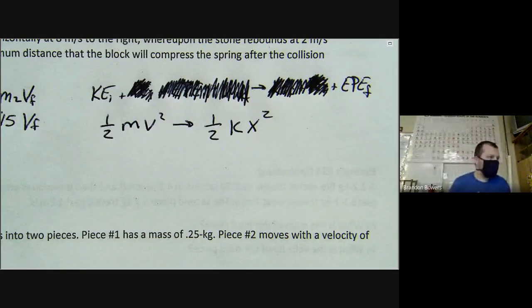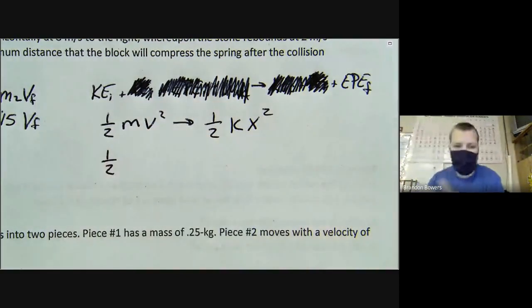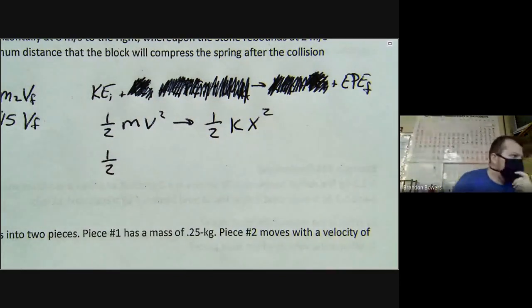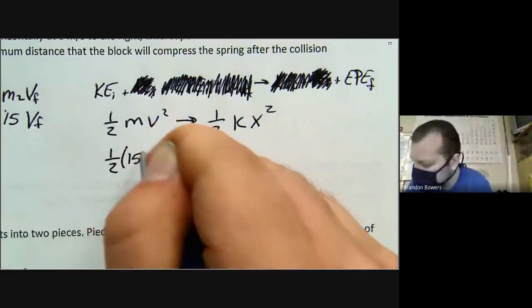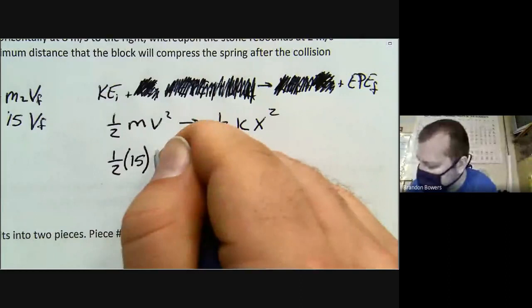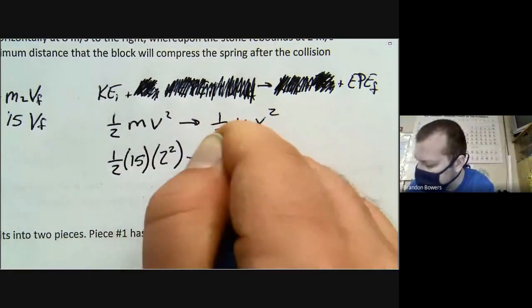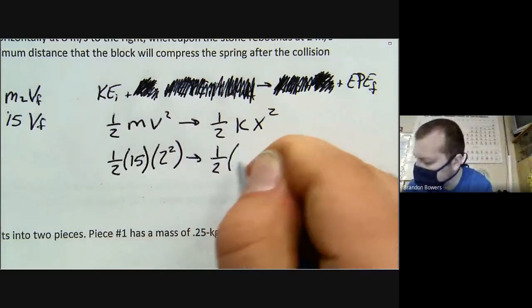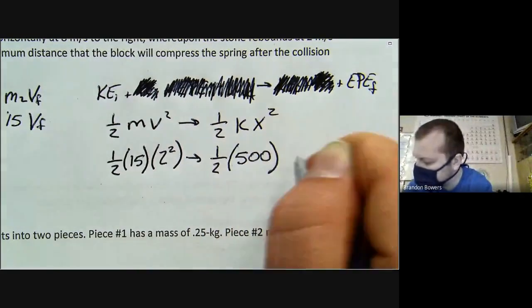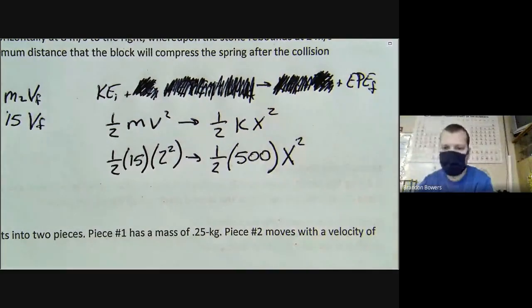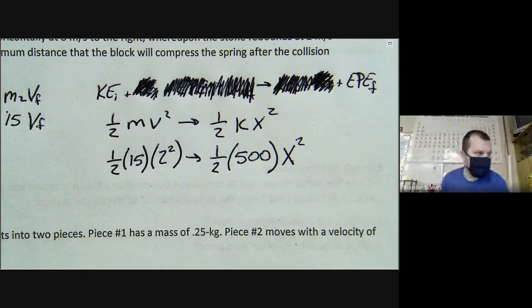Well, we already know 1/2. What's my mass? Well, my mass of the block here is 15. My velocity I just solved was 2, so 2 squared. What is my displacement of the block? That is exactly correct.